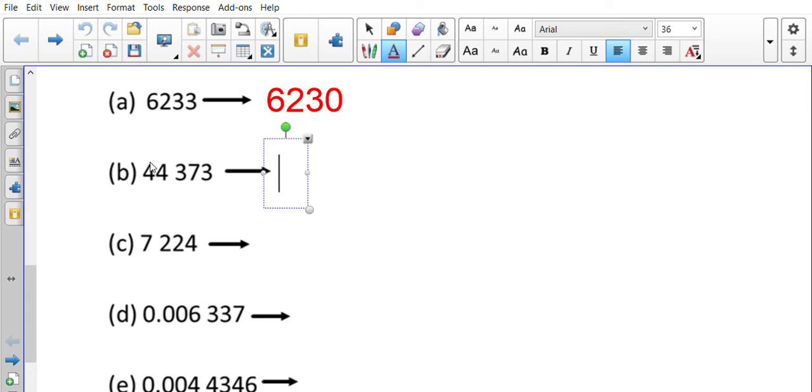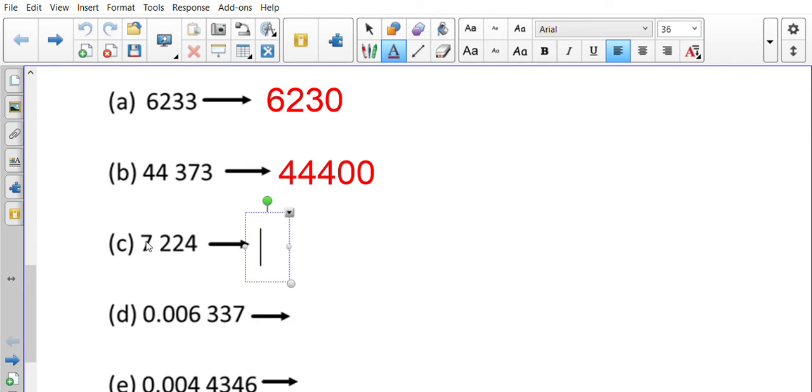Part B, again, find your third significant figure. So 1, 2, 3. So 4, 4, 3, stop. Look ahead to your fourth one. It's a 7. Because it's greater than 5, you're going to round the 3 up to 4. So 4, 4, 4. And then these two numbers here need to be replaced with zeros. So your final answer there is 44,400.